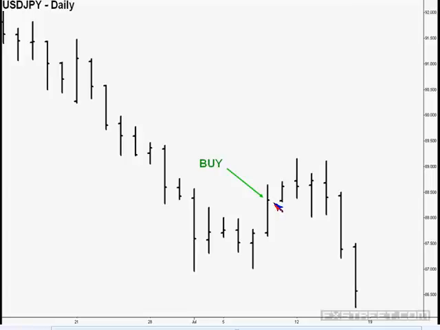So you jump in and you purchase the dollar yen, and lo and behold, look what happens. The minute you buy it, it kind of stalls, and by the end of the week, it's making lower lows. I'm sure that looks familiar to some people, right?